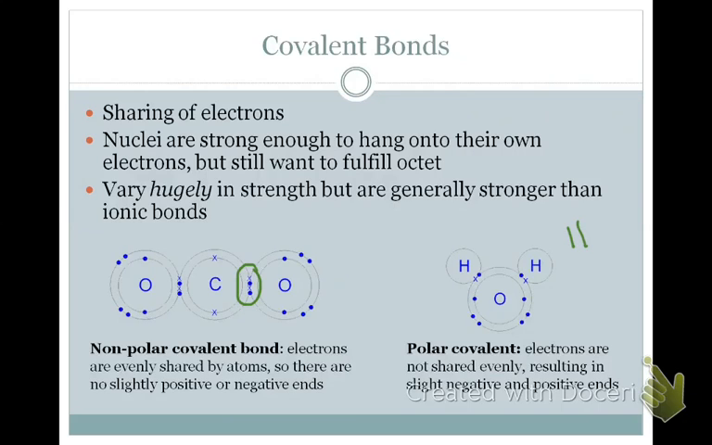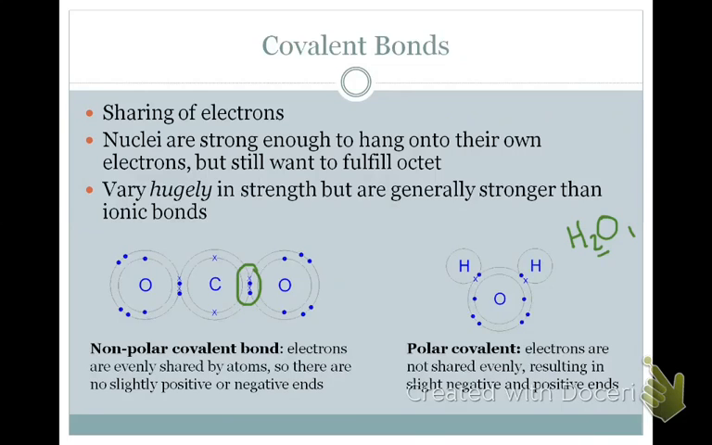Structural formula for water, H2O, which tells us we have two hydrogens, and there's an invisible one here which we don't draw in for the one oxygen. And we see right here this Mickey Mouse looking thing, that is our water molecule. So electrons are not shared evenly, resulting in a slight negative and positive end.